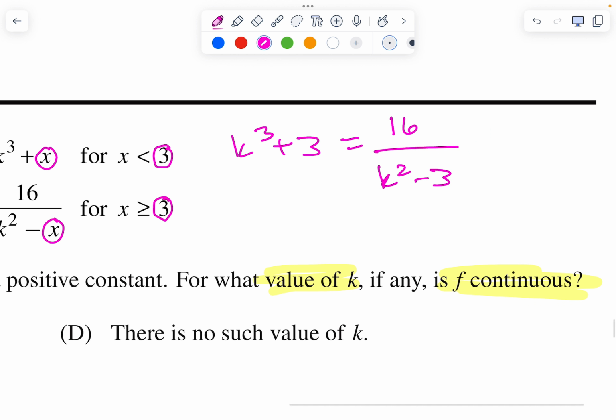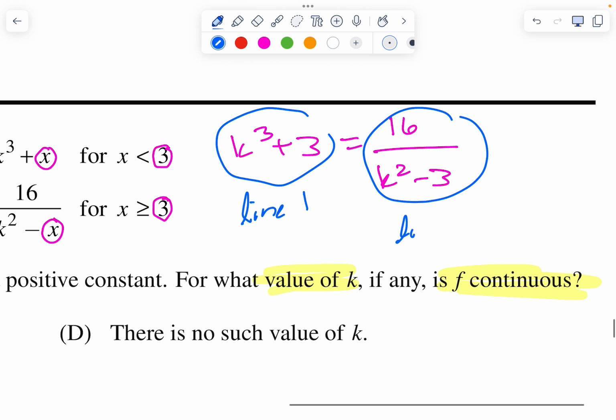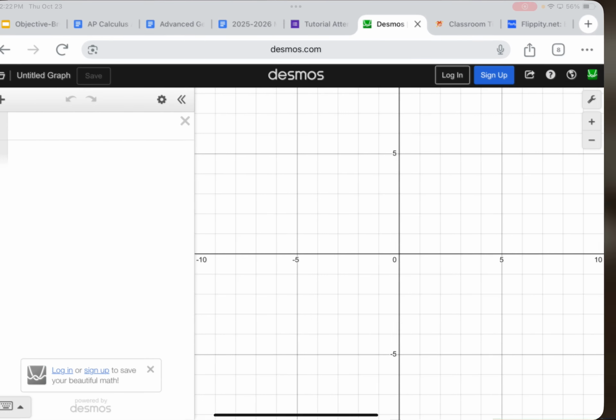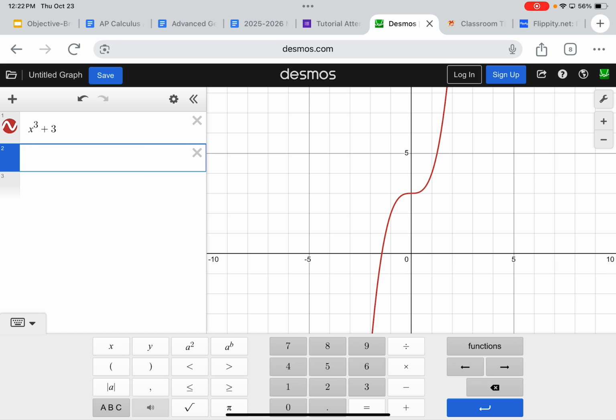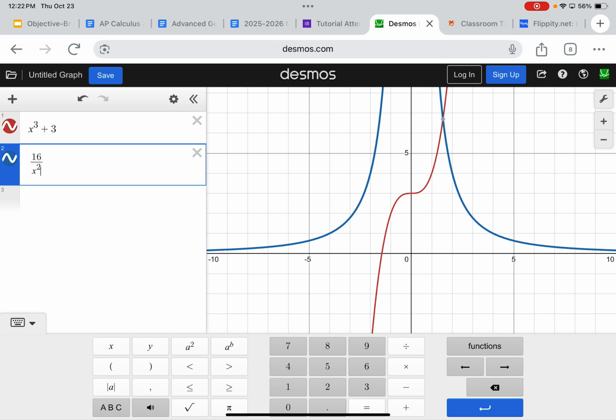And it is with Desmos, so we're going to type this one in line 1. The second one is going to be line where? Line 2. So once you have it, go ahead and start typing it in. And I'm going to move it so I can type with you. So we have, instead of k, let's use x. So we have x to the power of 3, and then plus 3. My line 2, I'm going to start with the division. 16 on top. x squared minus 3.